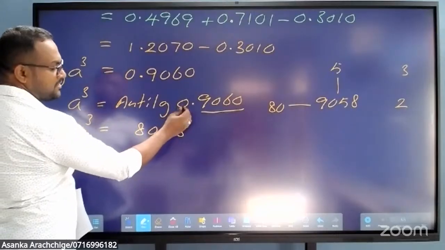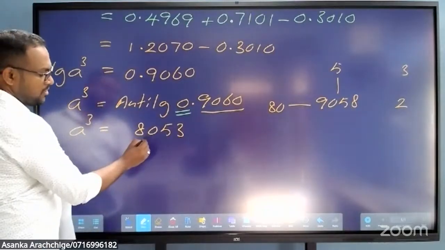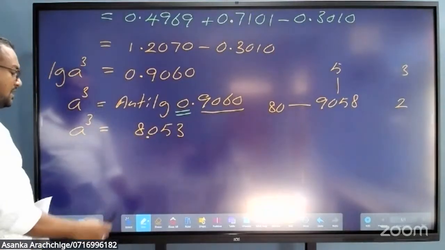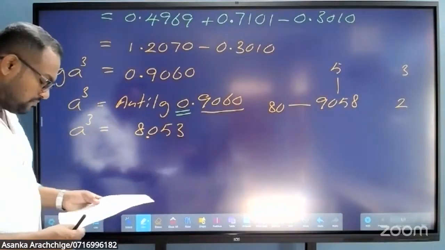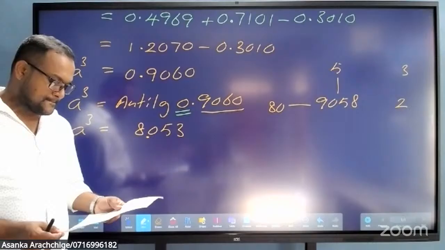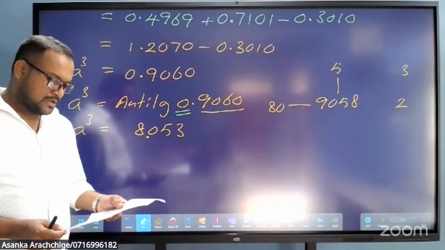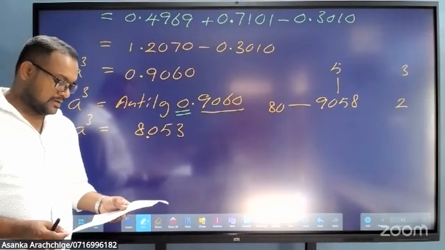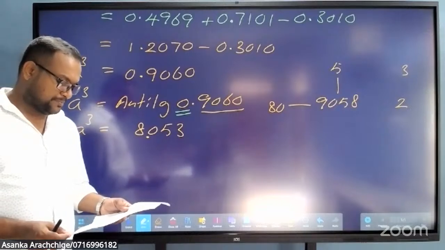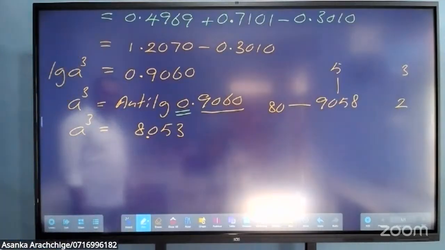8053. So this is the characteristic 0. Then there must be only one digit on the whole number side. Then, using the logarithms table, obtain the side length A of the base of a pyramid to the nearest centimeter.